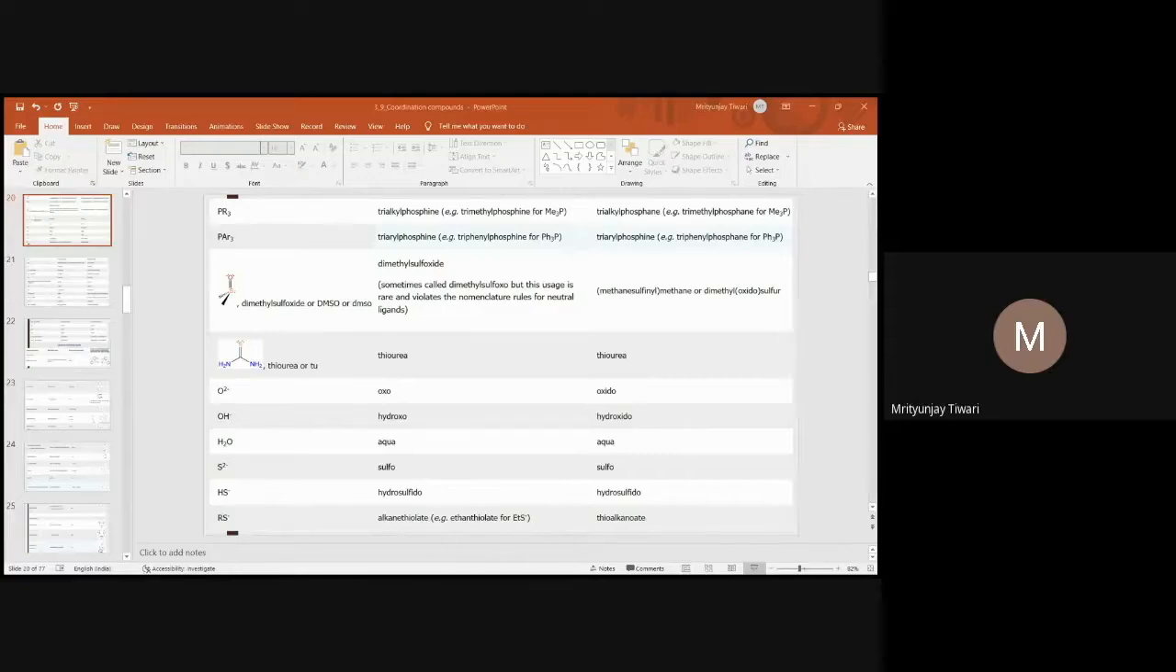And it is represented as eta. I forgot to mention this one: the denticity, this is called denticity, and it is represented as kappa. That K, see this letter.